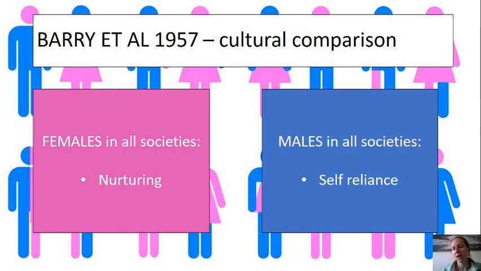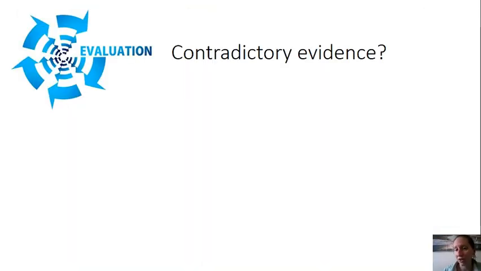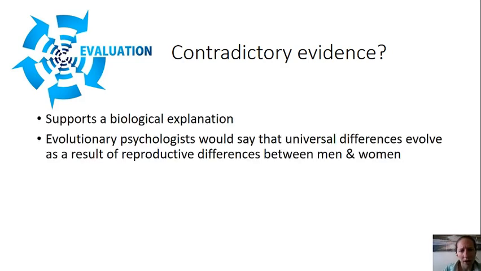So again, that's finding a universal feature of gender across many different societies, suggesting again biology rather than social factors affecting gender. So that's three contradictory studies: Mead's study suggesting social factors and the other two suggesting biological factors. The fact that these last two support a biological explanation can be linked to evolutionary psychology.